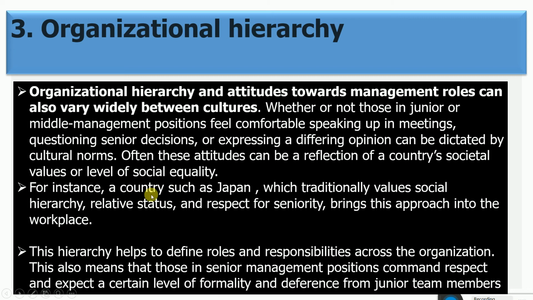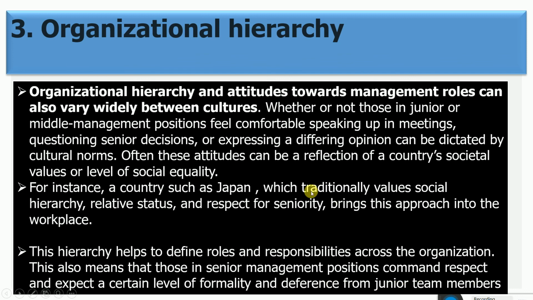For instance, a country such as Japan, which traditionally values social hierarchy, relative status and respect for seniority, brings these approaches into the workplace. The third point is that this hierarchy helps to define roles and responsibilities across the organization. This also means that those in senior management positions command respect and expect a certain level of formality and deference from junior team members.